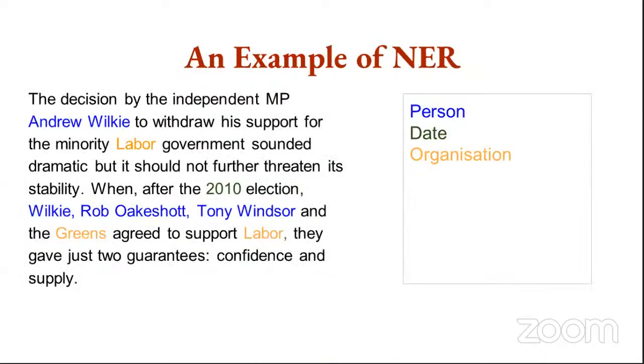So this is an example of an NER system. "The decision of the independent MP Andrew Wilkie to withdraw his support for the minority Labor government sounded dramatic, but it should not further threaten its stability. When, after the 2010 election, Wilkie, Rob Oakeshott, Tony Windsor, and the Greens agreed to support Labor, they gave just two guarantees: confidence and supply." Here the blue names are person names, the green name is the date, and the light orange names are organization names. This is the task: from the text you not only have to identify the entities, but also classify them into different categories.